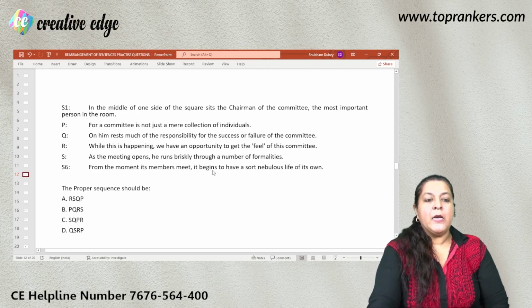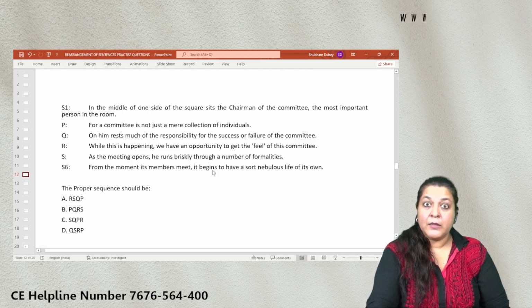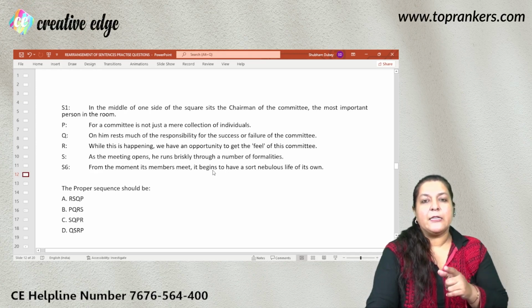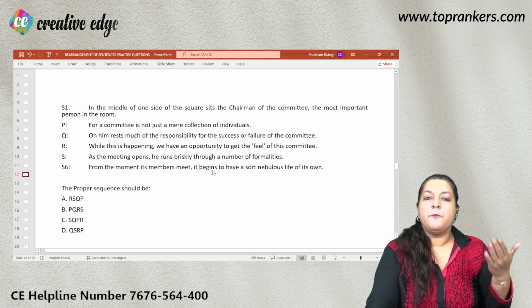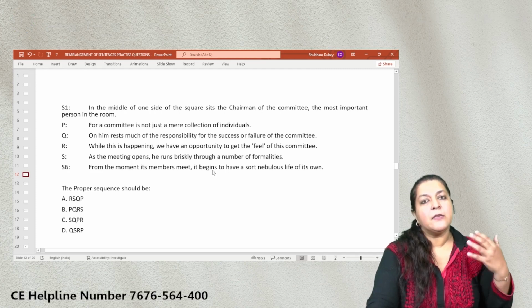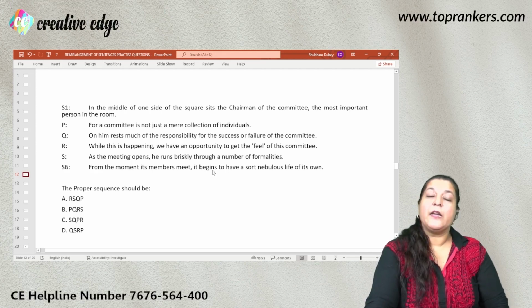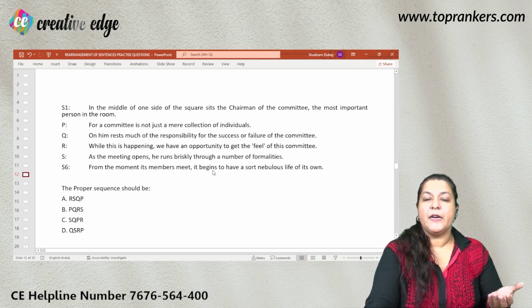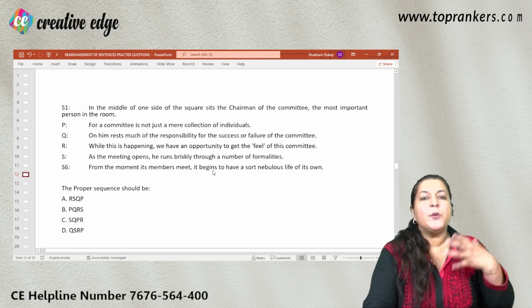All right. S1 says, in the middle of one side of the square sits the chairman of the committee, the most important person in the room. It's natural that when we read this sentence, we know that the hero in that sentence is the chairman. So, what should be following the sentence that comes next? We should be having something that talks about the chairman. Like we discussed in the earlier slides, after an introduction of an idea happens, the next sentence will usually talk about the continuation of that idea.